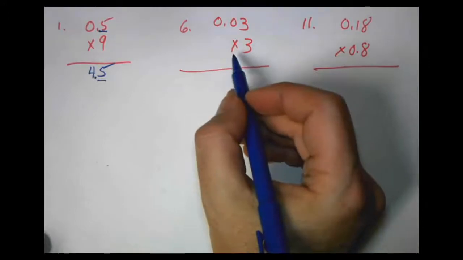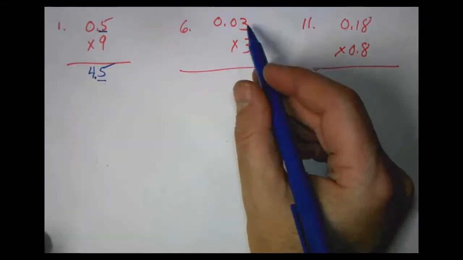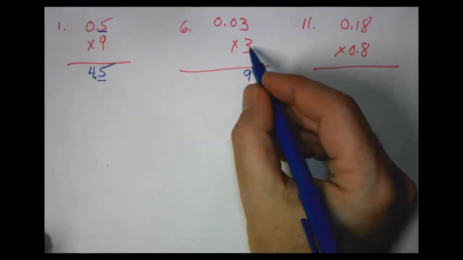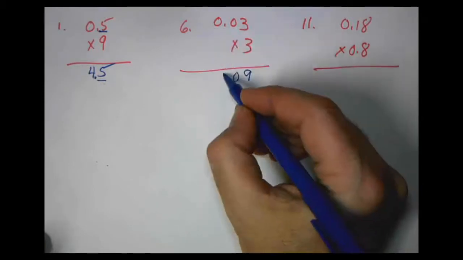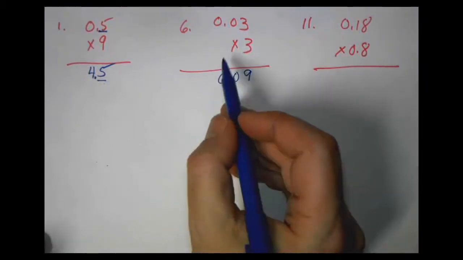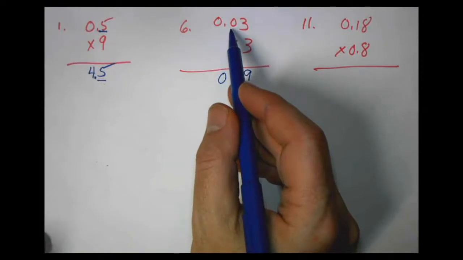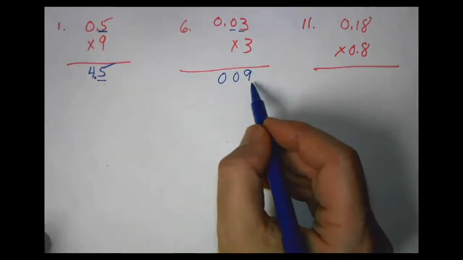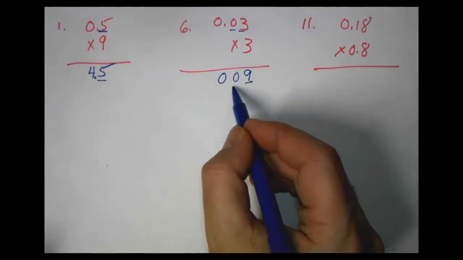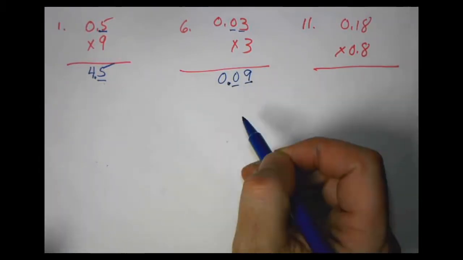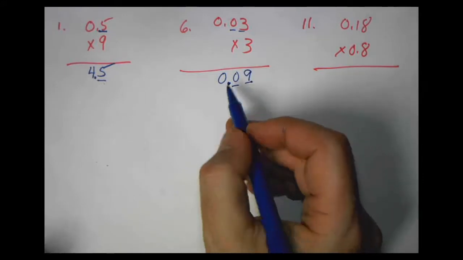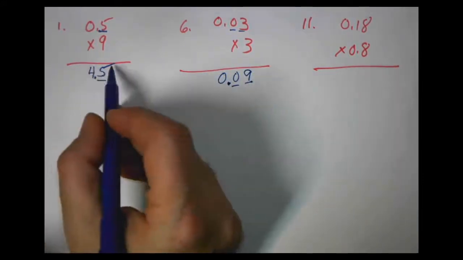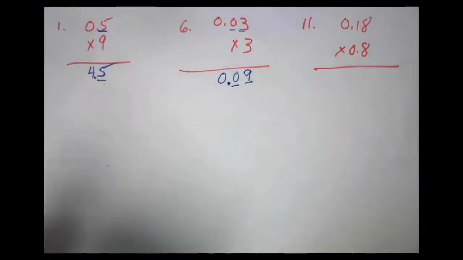Problem number 6, again, regular multiplication. 3 times 3 is 9, 3 times 0 is 0, 3 times 0 is 0. And then we need to count the decimal spots behind the decimal. So here's 1, 2. So in our answer, we count over from right to left this time, 1, 2, and then put in our decimal. They have to match. So below the line on both of these has to match above the line.